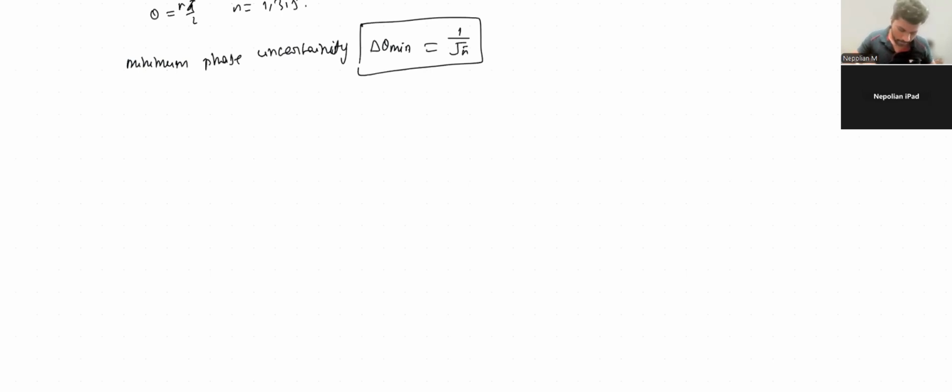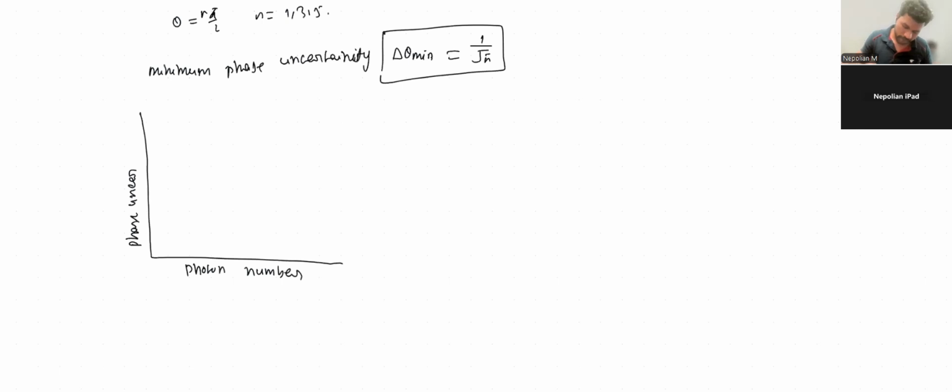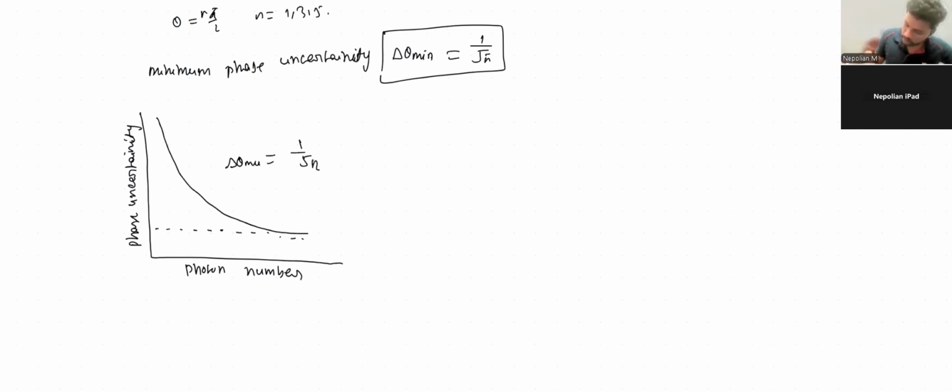We got here a graph of photon number versus phase uncertainty. This part looks like an exponential decay. This is the graph of photon number and uncertainty, with delta theta minimum equal to 1 by root n. And here, as the photon number increases, the minimum phase uncertainty delta theta decreases.